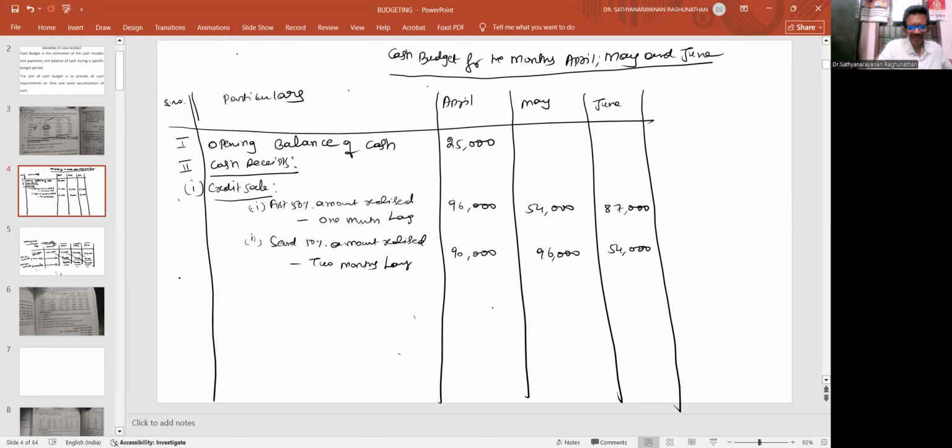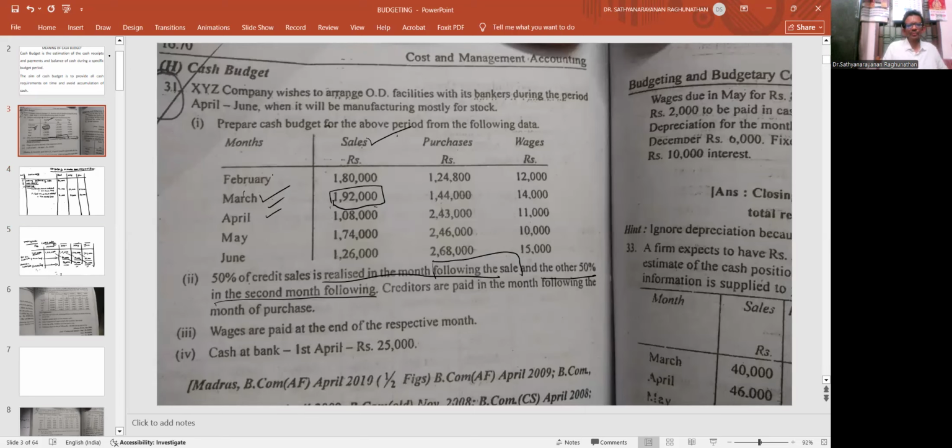Now, is there any other cash receipts as far as this particular problem is concerned? You see, only sale is there. Creditors are paid in the month following the month of purchase. Cash payment. Wages are paid at the end of the respective month. That is also the cash payment. Okay.